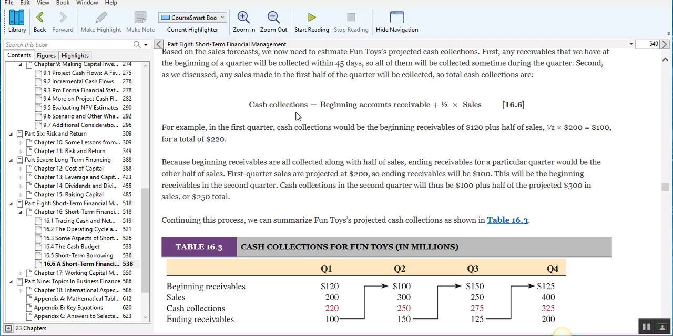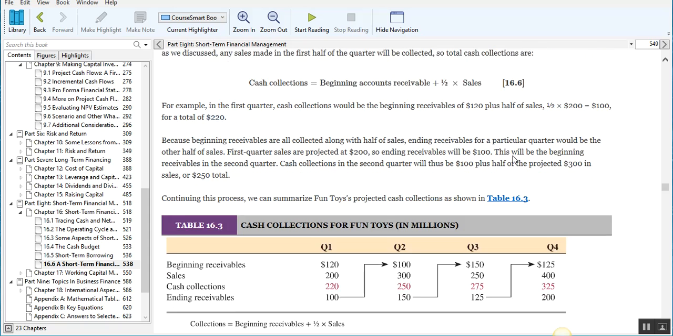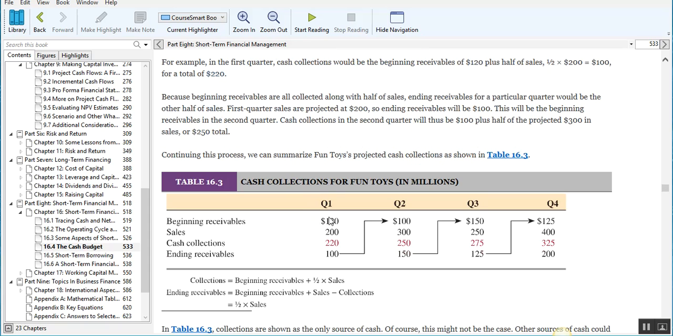And we may not know exactly, but we can calculate it. Based on past trends, we're going to say our cash collections are equal to the beginning accounts receivable plus about 1/2 of our sales for that month or that quarter. So here you see they have beginning receivables, and they have sales for that quarter of 200, and then you have cash collections, which you're going to figure is this 120 plus 1/2 of the 200, that's 220. The ending receivables then are actually going to be carried over to quarter 2. You're going to have beginning receivables of 120 plus 200, which is 320, minus 220, so you get 100.